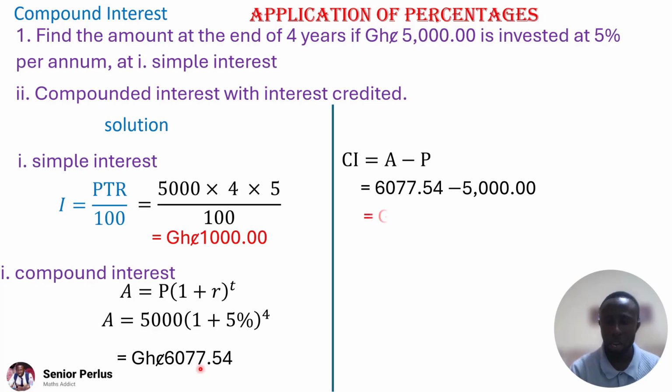We know the principal, therefore our compound interest is 1,077.54 pesos or Ghana cedi. Okay, good. That's for the compound interest. The first example, very simple. So when we are using the formula, this is the formula when there is no installments.